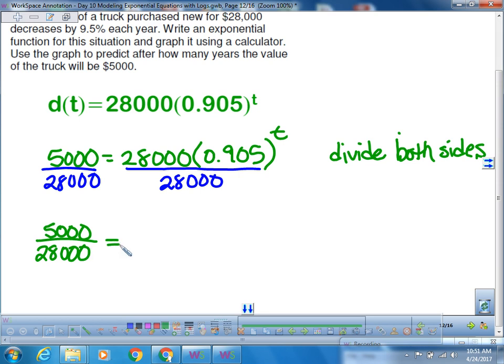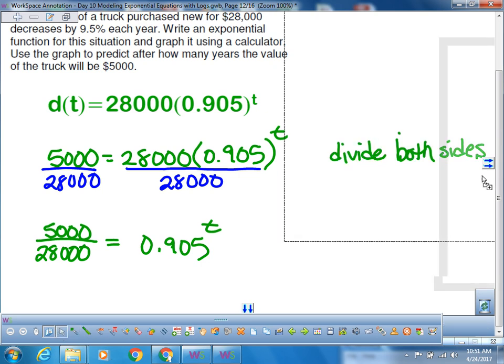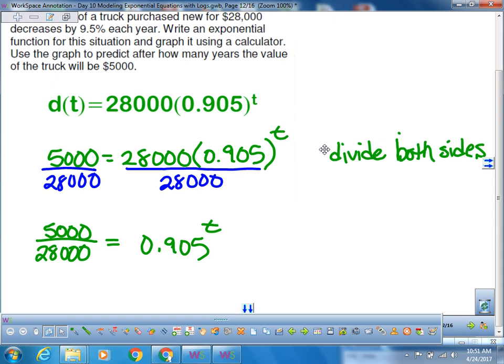All right, so now we're left with 0.905 to the t. I can't do anything with that, right? So what do I do next? Log both sides. I meant to change the color on that. So I'm going to log both sides.